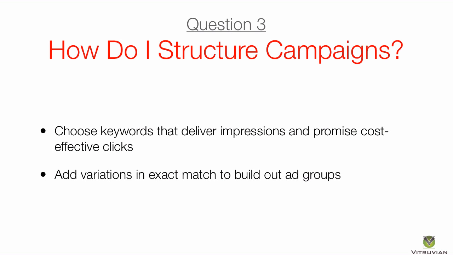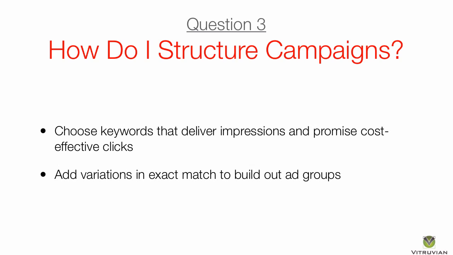So then question number 3, how do I structure campaigns? Once you've run a bunch of different keywords, you're going to see which ones deliver impressions and either deliver or promise cost-effective clicks. Now I say promise because you may not get cost-effective clicks at the very beginning. You may have to do some work. You may have to write better ads, create better website copy, better processes, but if it's close to being profitable now, some tweaking can almost certainly bring it to profitability.